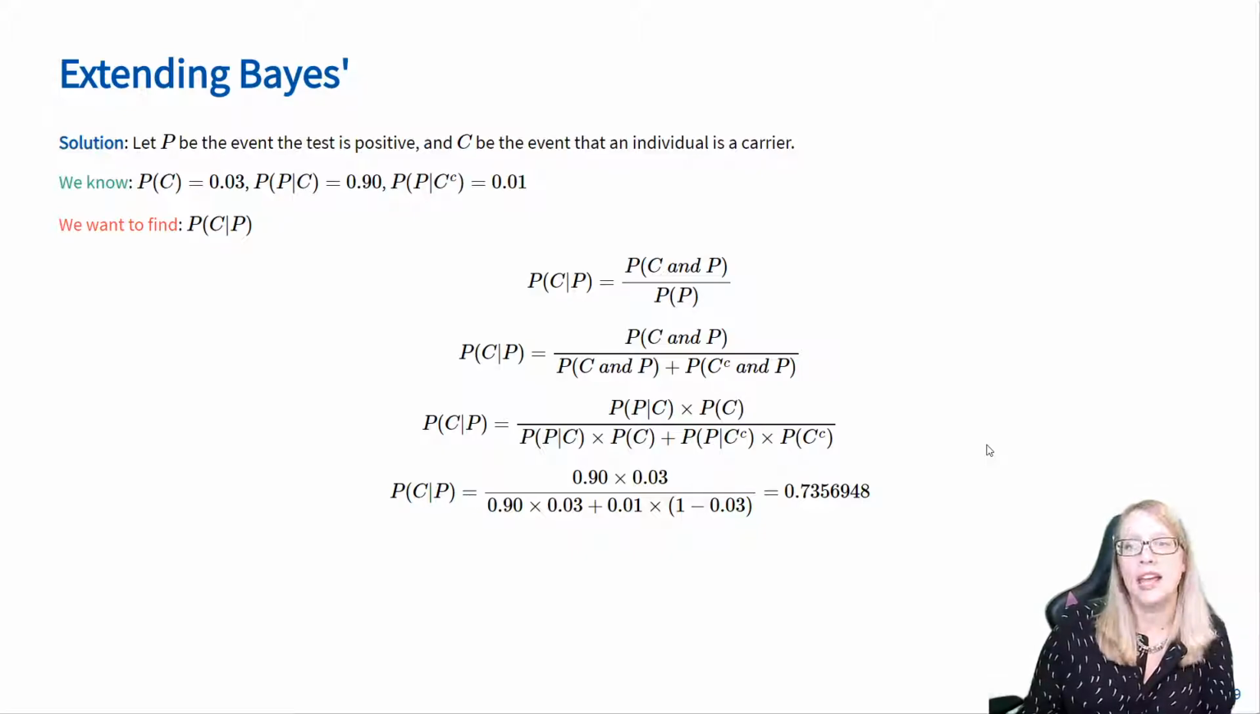So we plug in our values. So in the numerator, we get 0.9 times 0.03. In the denominator, we get 0.9 times 0.03 plus 0.01 times 1 minus 0.03. So we get about a 74% chance. So if someone tests positive for the CF gene, there's still about a 74% chance that they are in fact carriers. We will end our discussion of conditional probability here.